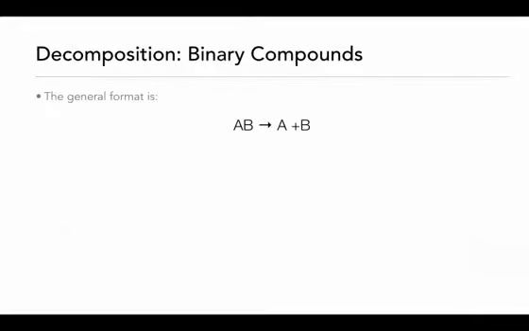Now, the decomposition of binary compounds is just the exact opposite of the synthesis of binary compounds as we saw earlier. Basically, you have a compound that's made up of two elements, and if it decomposes, it simply breaks apart into the two elements that make it up. In this case, sodium chloride is going to decompose into sodium and chlorine gas. The Cl2 has a subscript 2 on it because it is a diatomic molecule. And at the end, we balance the reaction.